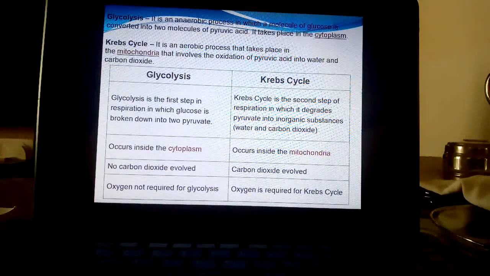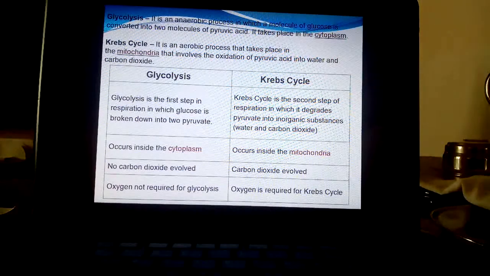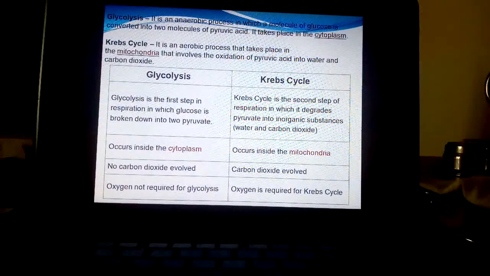Anaerobic. This is the difference. That is, glycolysis is an anaerobic process. Krebs cycle is an aerobic process that takes place in the mitochondria that involves the oxidation of pyruvic acid into water and carbon dioxide. Now we are going to learn these in the tabular column. Glycolysis, one side. Krebs cycle, one side.